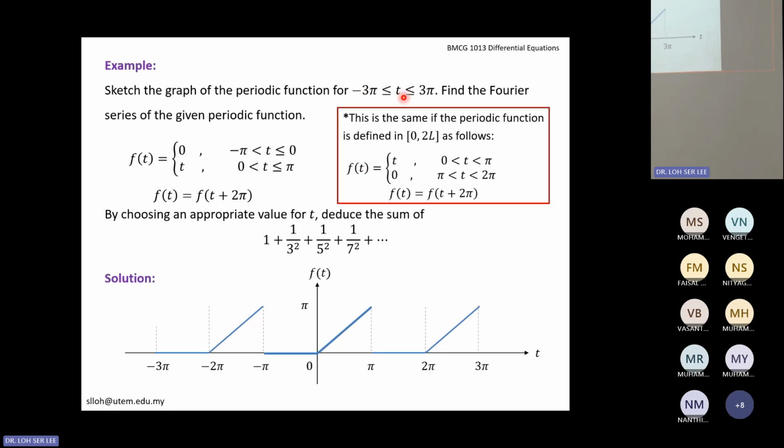But since it wants this from -3 pi up to 3 pi, we just take the part from -3 pi up to 3 pi. No matter whether the function is given as this one or this one, the graph is still the same. From -3 pi up to 3 pi, this is the one.